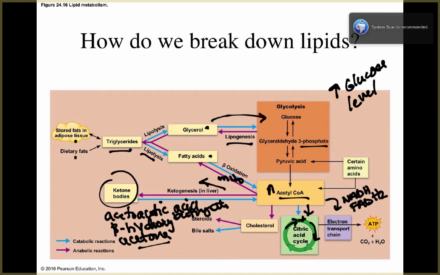Now, lipids can actually also help to make structural material. So, lipids are also important in phospholipids, which help to create cell membranes and the myelin of nerves. Cholesterol is used for cell membranes and steroid hormone synthesis, which is also considered a lipid.